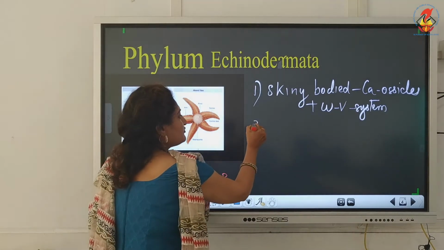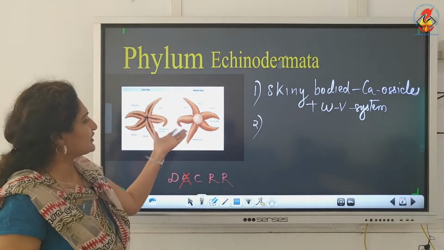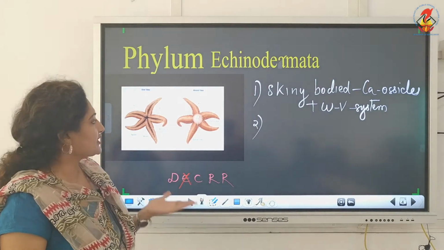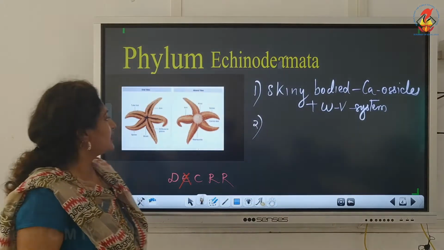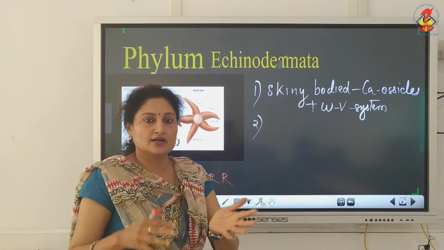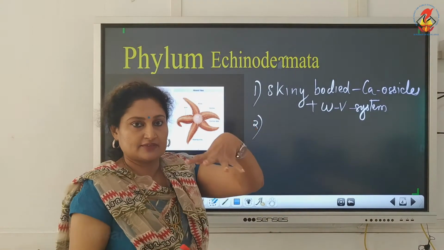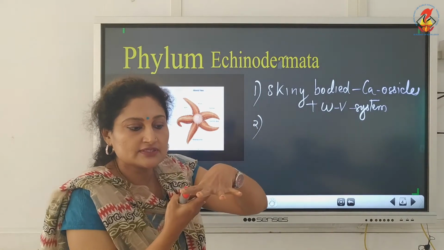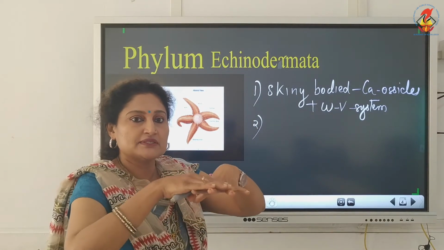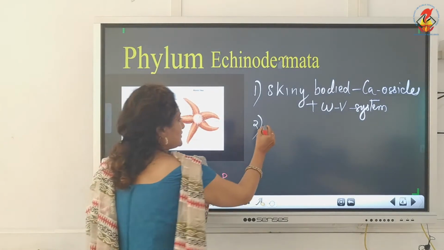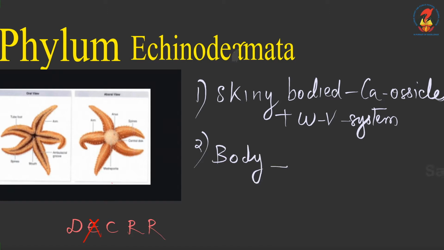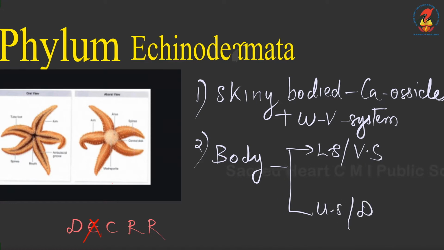Now, fundamental features, definitely you can get many fundamental features. The symmetry, it shows radial symmetry, and all the other fundamental features you can get from the flow chart. Now, talking about the body, there are two surfaces. If I take this as a starfish, there are two surfaces: lower surface called the ventral surface, and the upper surface called the dorsal surface. So, the body has two surfaces: lower surface, which is called ventral surface, and upper surface, which is called dorsal surface.